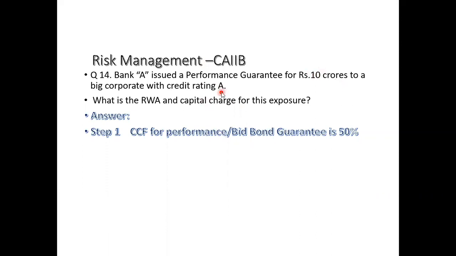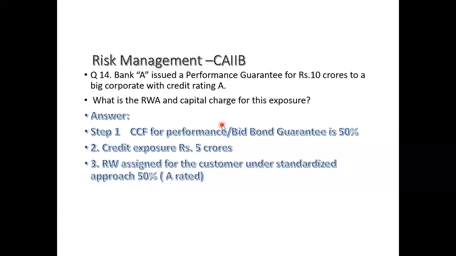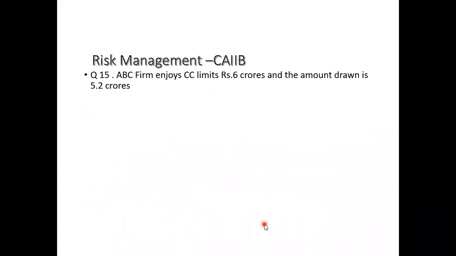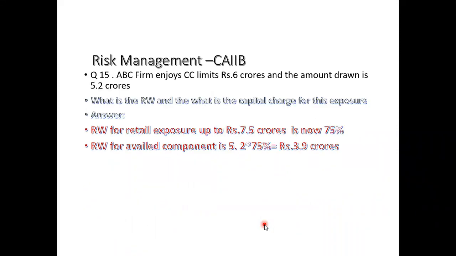So 10 crore with CCF of 50% will become 5 crore credit risk, and the credit rating is A. So 50% of 5 crore is 2.5 crore. On that 9% is the capital needed. Okay, example 14, 15. Now it's different.